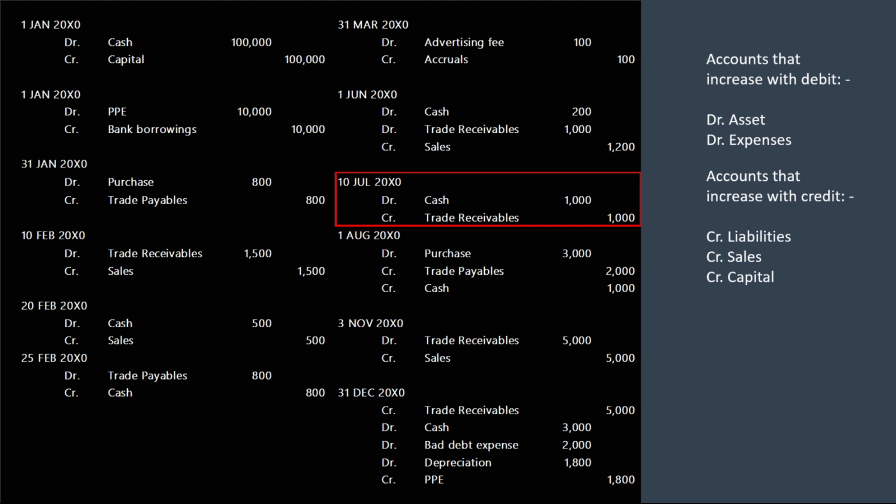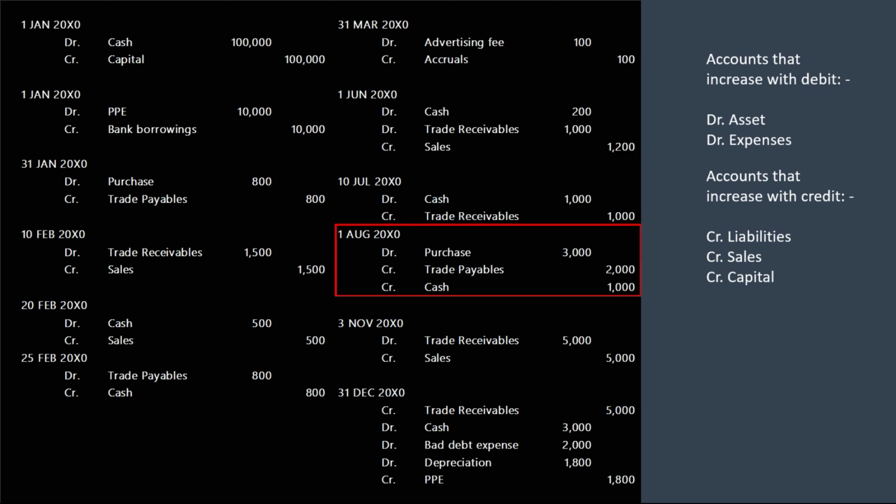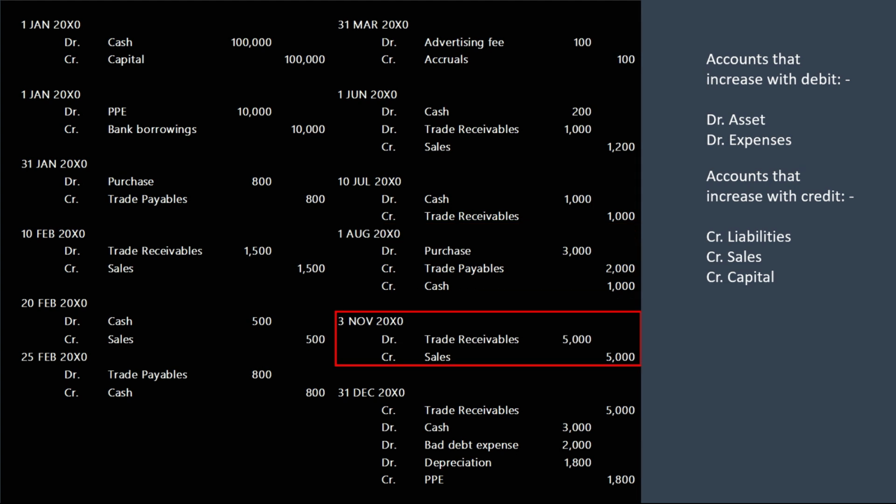On 1st of August, Michael purchased raw materials for $3,000, but this time the supplier told Michael that he must pay $1,000 first and the rest can be on credit. So we debit purchase by $3,000, credit trade payables by $2,000 only because Michael owed the supplier $2,000, and finally credit cash by $1,000. On 3rd of November, Michael sold products to his customer for $5,000 on credit. Again, we debit trade receivables and credit the sales account.